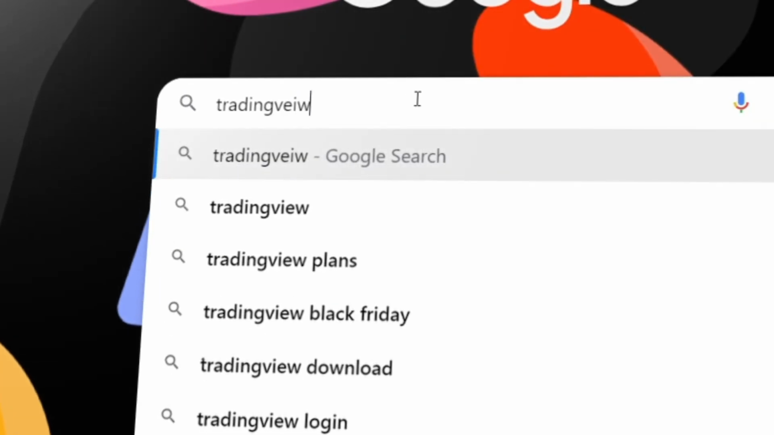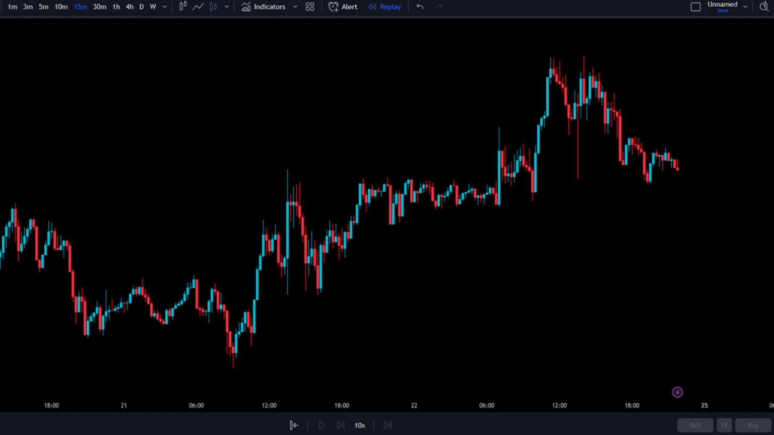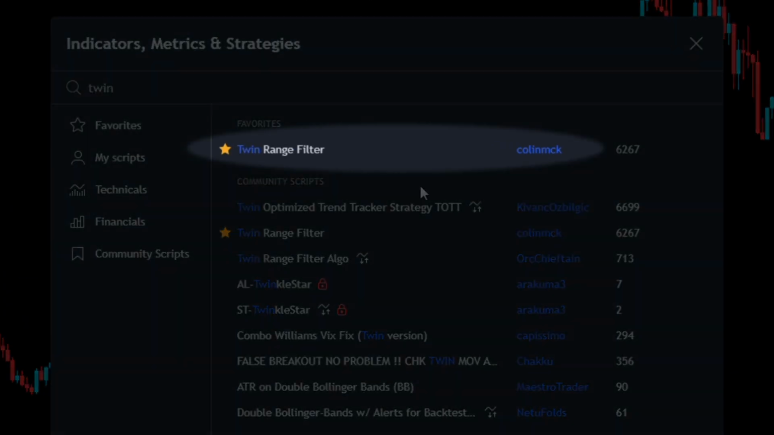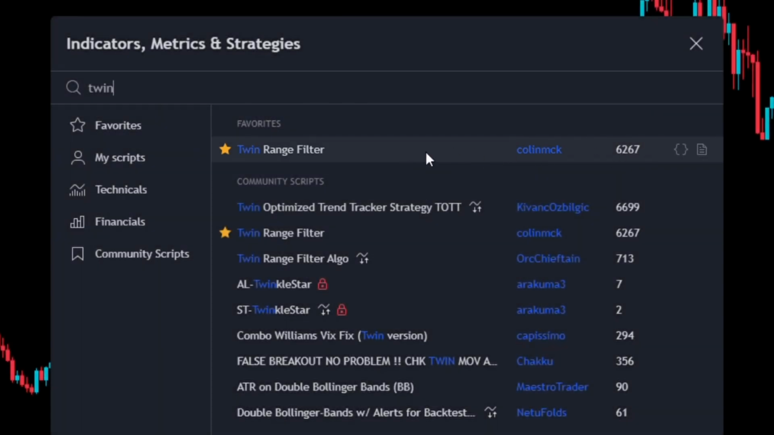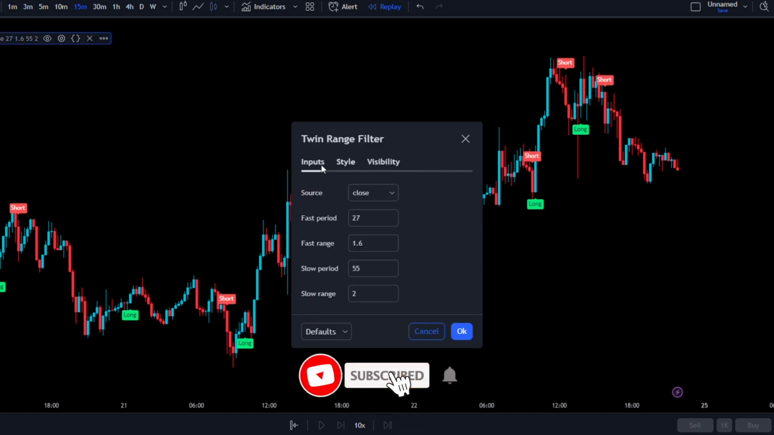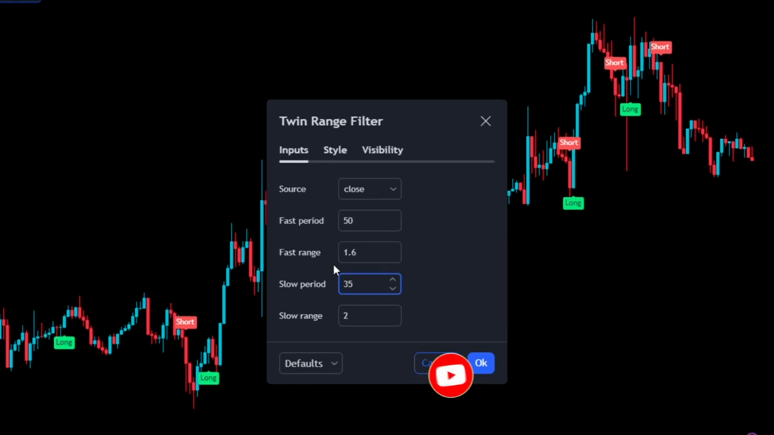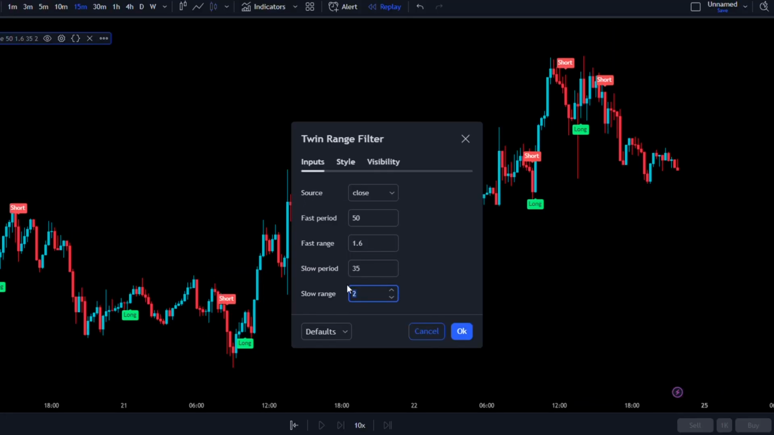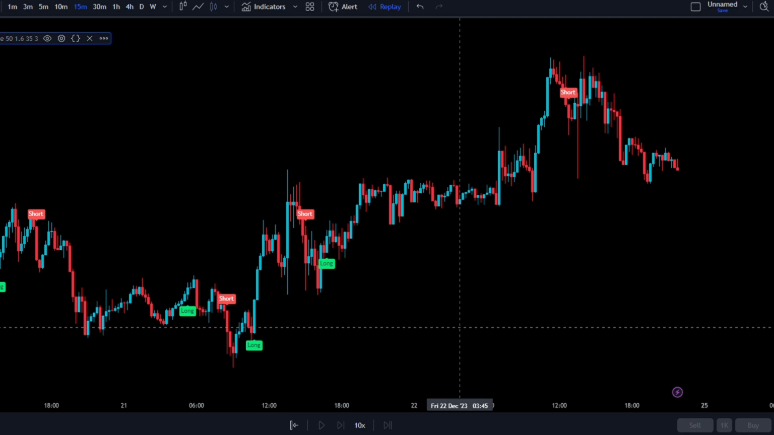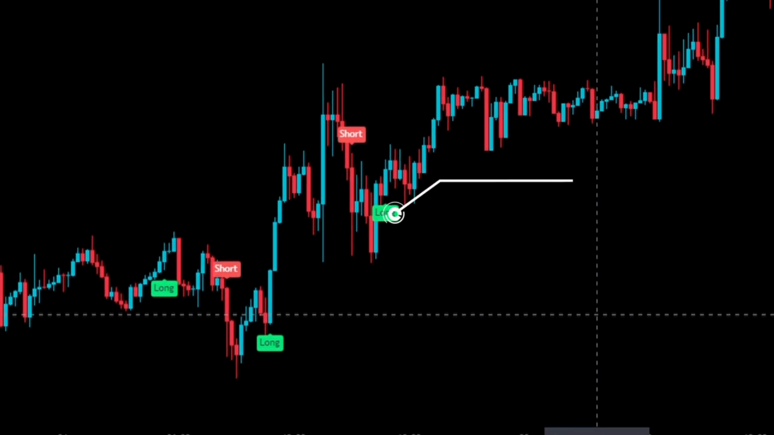Okay, so head on over to TradingView, and for this system we just need two indicators. So let's go to the indicators tab, and for the first indicator we're going to need the twin range filter by this user here. Now we need to make some adjustments to this in the settings. So go to inputs, change the fast period from 27 to 50 and the slow period to 35 and slow range to 3. Okay, so for this strategy we're going to be using the twin range filter to find our entry signals. It'll print a short red label when we need to take a short trade, and it'll print a green long label when it's time to take a long.